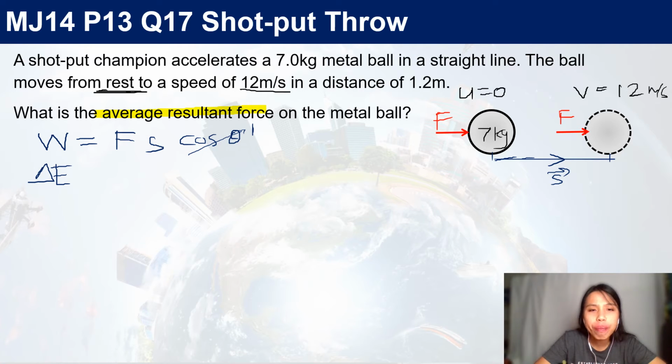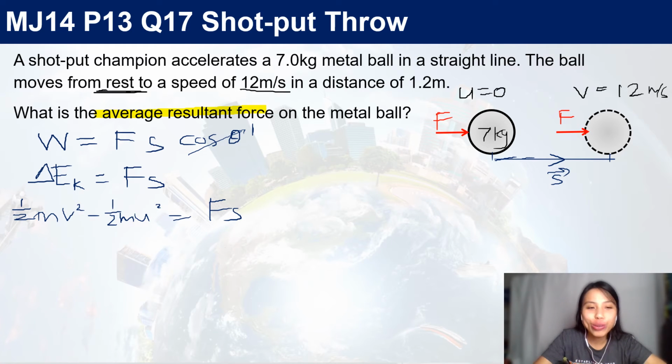What energy here? See, they talk about speeds, right? So a good chance is we can talk about kinetic energy. It's moving faster and faster. So the change in kinetic energy is related to the force times displacement. We want to see what it changes. It goes from 0 to 12 meters per second. So half m v squared minus half m u squared will be equal to force times displacement.